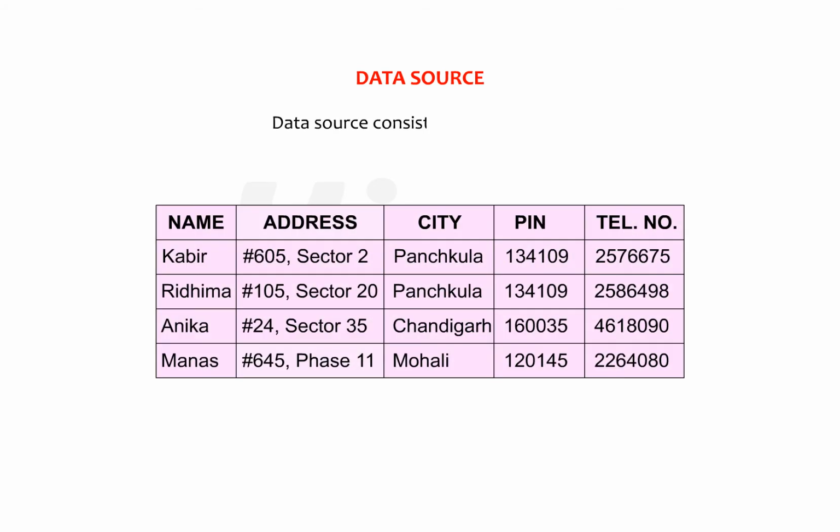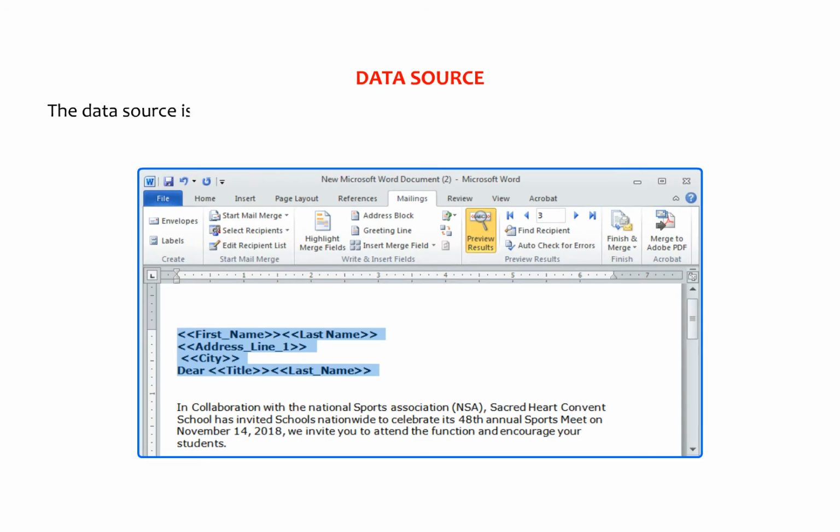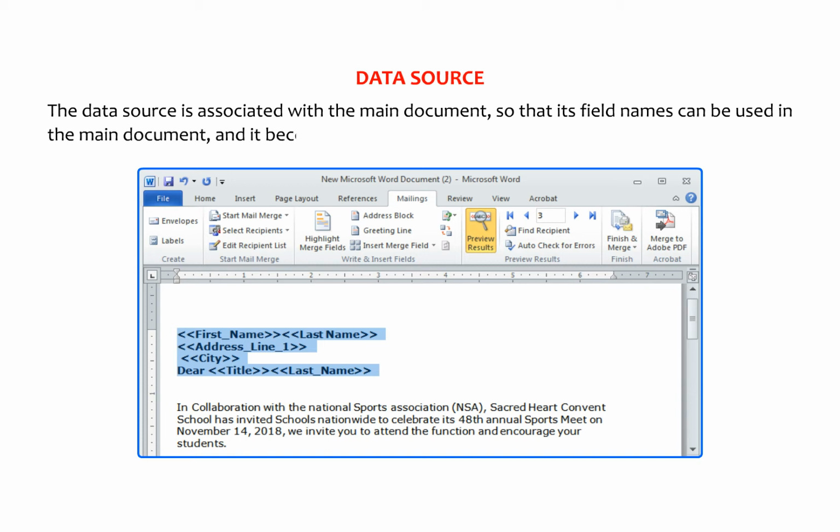Data source consists of a mailing list. The data is organized in tabular form along with the field names. For example, name, address, city, PIN, telephone number, etc. The data source is associated with the main document so that its field names can be used in the main document, and it becomes easy to merge addresses with the main document.